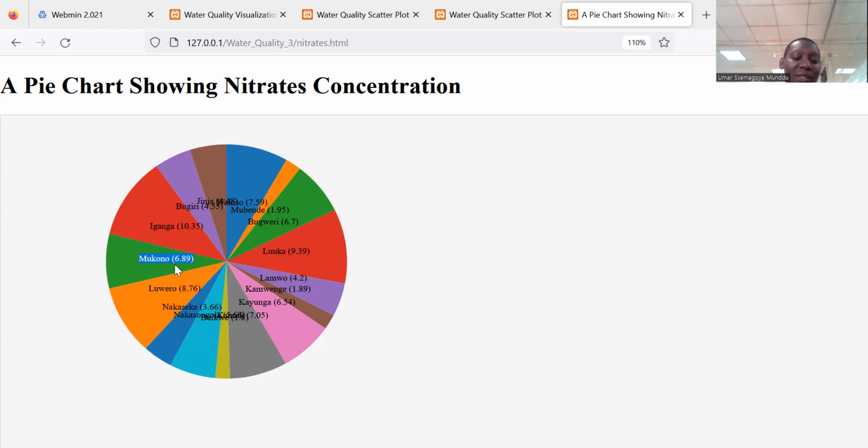I'll be able to share my code. I think it is a D3 scheme category 10, something like that. It will give you about 10 colors, but it will be repeating them. If I finish green here, then I can repeat it on the other side, and then repeat it until all districts or all parameters get done. But you just see here that there are some districts that have a lot of nitrates. For example, Iganga and Iruka, the water there has a higher concentration of nitrates.